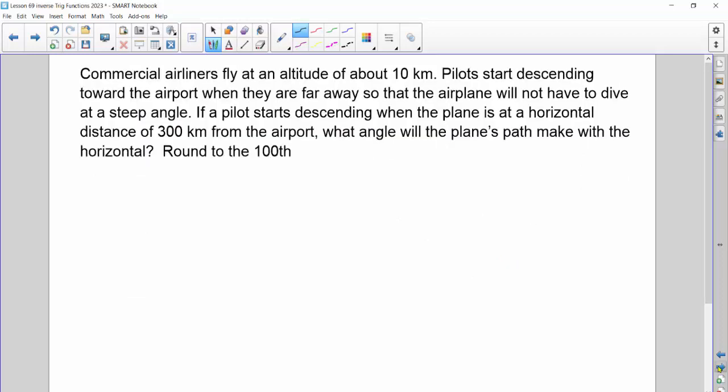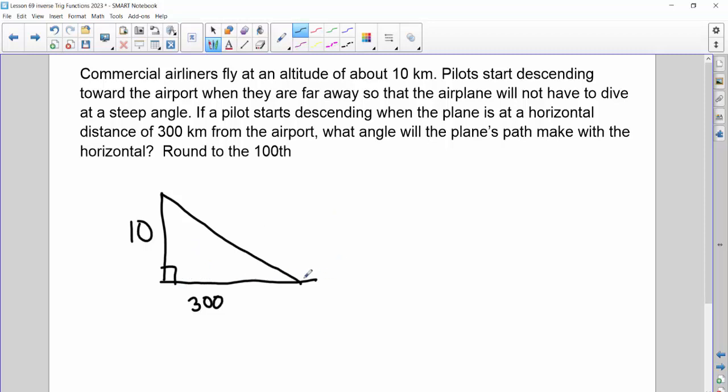Lastly, this is more of a geometry style problem. It says a commercial airline plane flies at an altitude of about 10 kilometers. So I'm going to make this 10 perpendicular to the ground. The pilot starts descending towards the airport, and that's going to look something like this. If the pilot starts descending when the plane is at a horizontal distance of 300 away, what angle will the plane's path make with the horizontal?